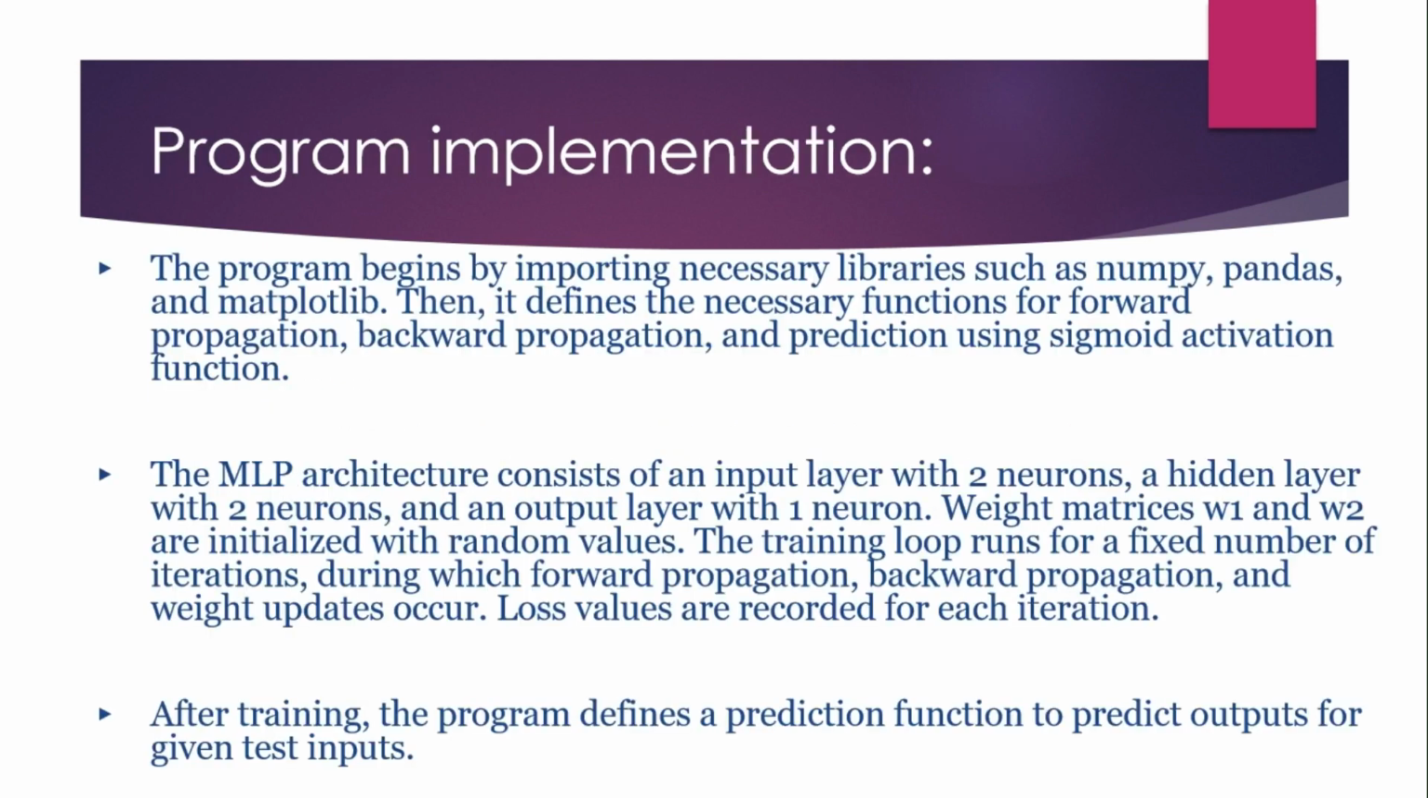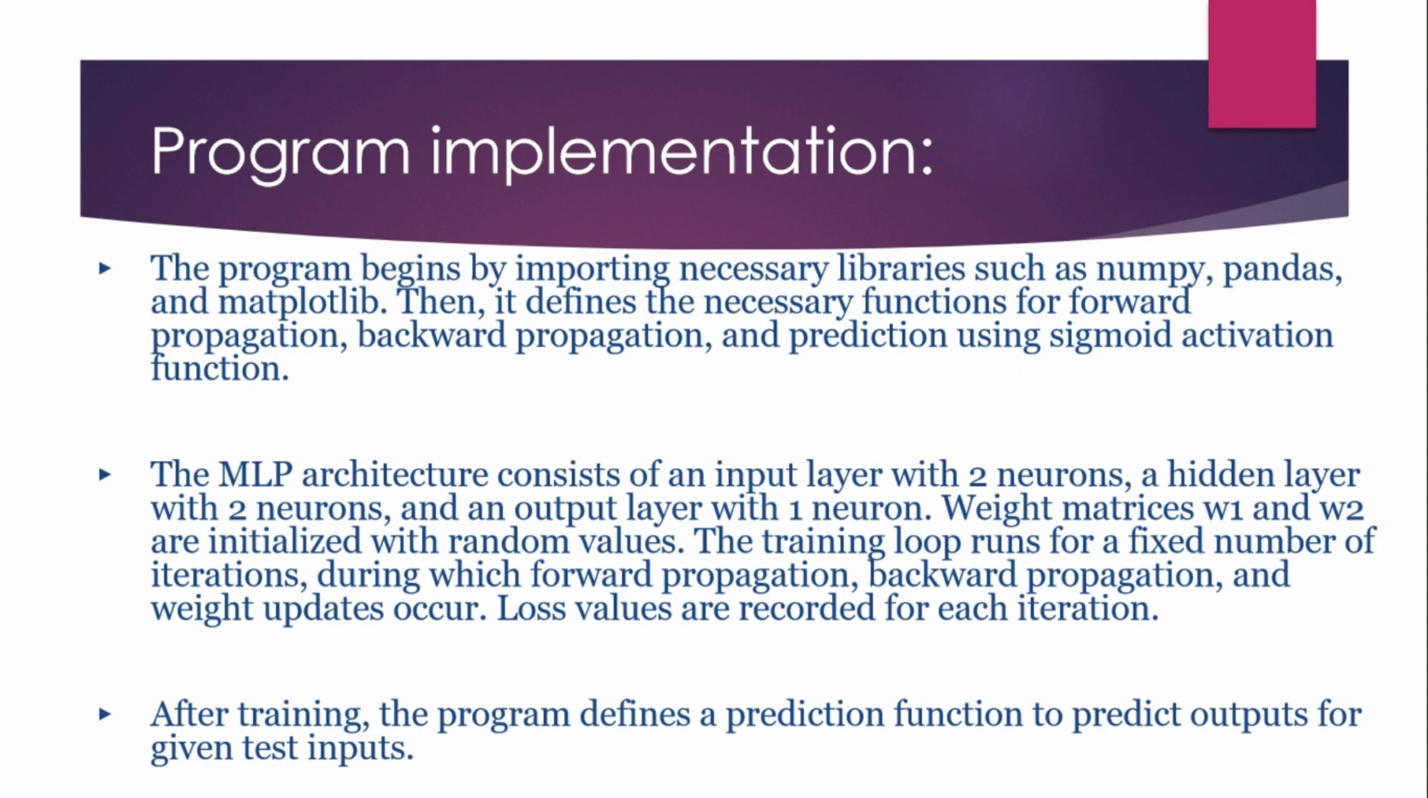Program implementation. The program begins by importing necessary libraries such as NumPy, Pandas, and Matplotlib. Then it defines the necessary functions for forward, backward, and prediction using sigmoid activation function. The MLP architecture consists of an input layer with 2 neurons, a hidden layer with 2 neurons, and an output layer with 1 neuron. Weight matrices W1 and W2 are initialized with random values.